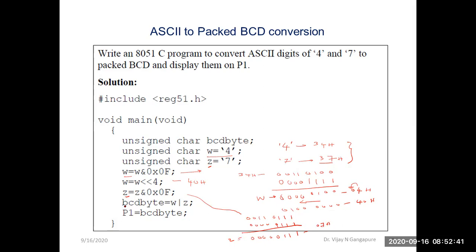Okay, now BCD byte means produce a packed BCD byte. That we are storing in the BCD byte variable, which is equal to W OR Z. Now what is in W? Here W is 40, and in Z we have 07. Both are in hex.